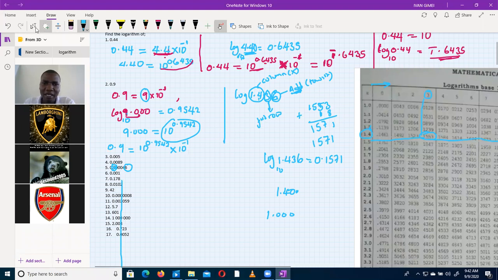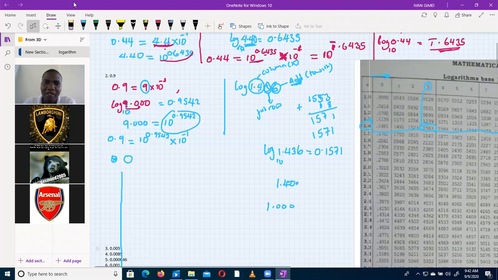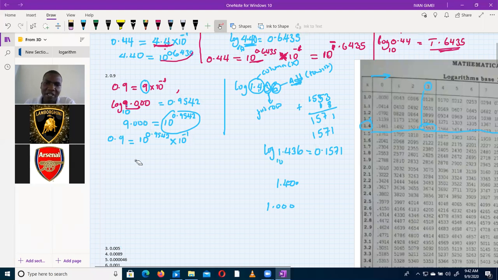Now from the indices we learned earlier, the law says if the bases are the same, and in this case you can see that the bases are the same, it is base 10, base 10, base 10, you're supposed to add the powers. But here in logarithm, adding them brings a lot of confusion. What we're going to do, we shall simply combine them, but just attach a negative on top of the negative one. Just attach a bar on top of the negative one. So we shall have this, the logarithm 0.9 will be equivalent to 10, the same base.